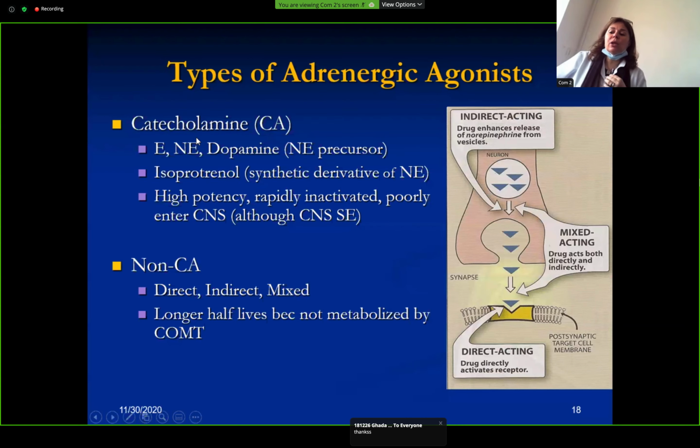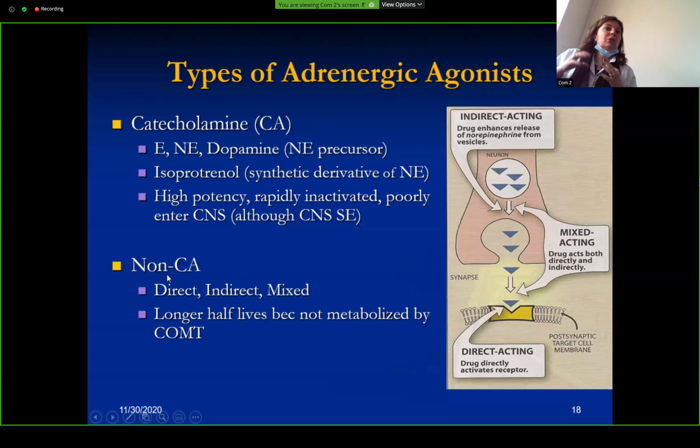Now, to type: we said catecholamine. We have non-catecholamine agonists and catecholamine. The catecholamines are epinephrine, norepinephrine, and dopamine. You remember dopamine was a precursor of norepinephrine. You have what we call isoproterenol, or isoprenaline between British and American, a synthetic derivative of norepinephrine. And I'll tell you the difference between epinephrine and norepinephrine: it's their affinity to alpha and beta. All of them act on alpha and beta, but some are more into alpha. The most important one you have to remember is which one? Epinephrine. It has higher potency, is rapidly inactivated, and poorly enters the CNS. Sometimes you might find a side effect, but they are poorly.